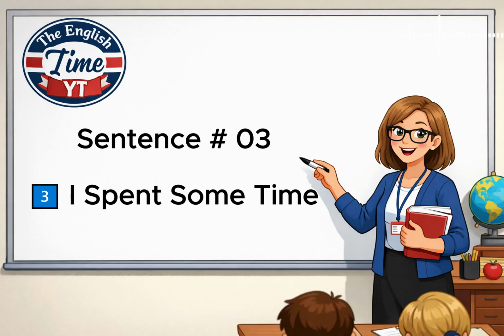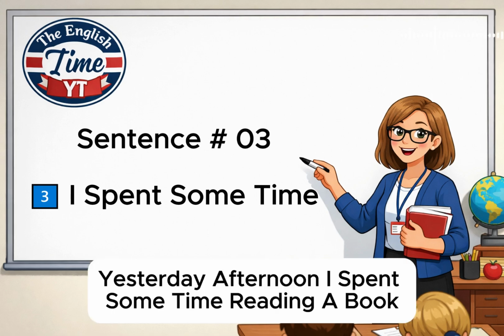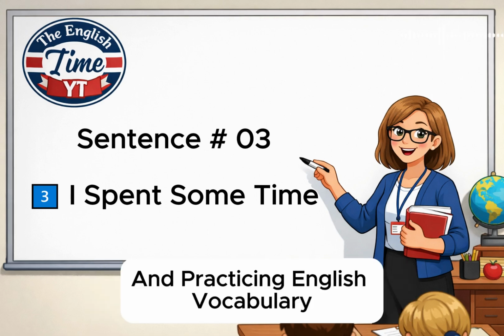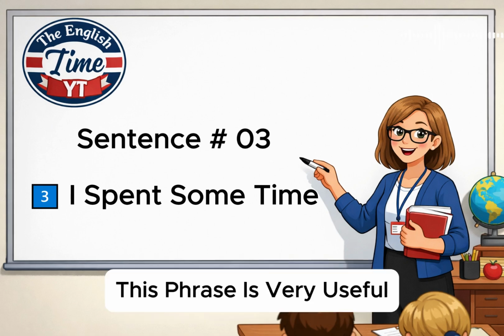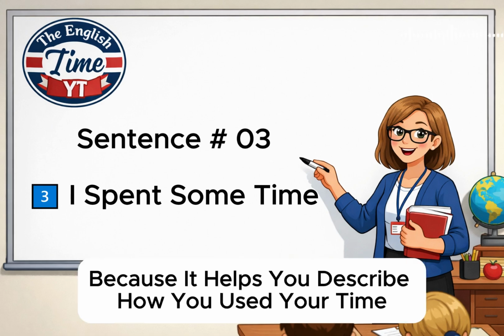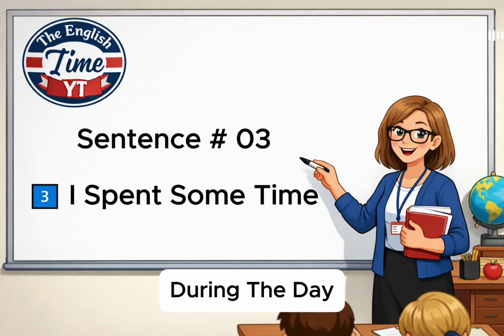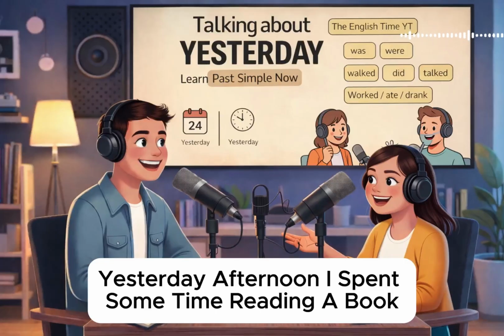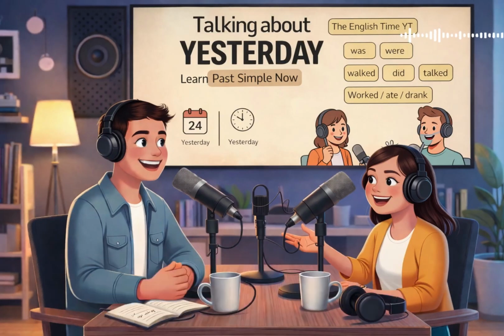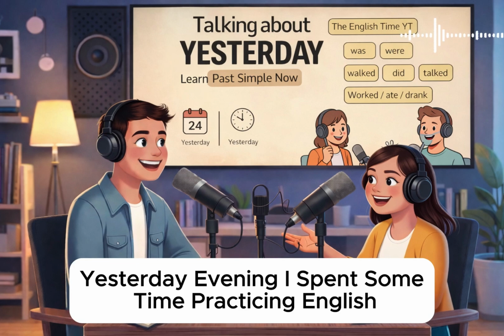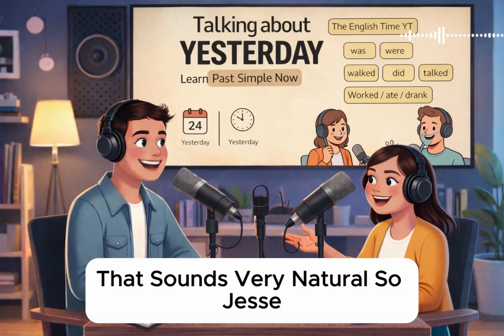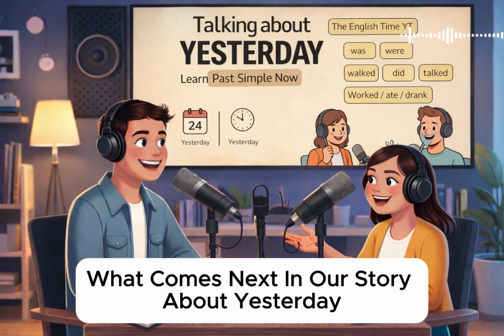For example, yesterday afternoon, I spent some time reading a book and practicing English vocabulary. This phrase is very useful because it helps you describe how you used your time during the day. Yesterday afternoon, I spent some time reading a book. Yesterday evening, I spent some time practicing English. That sounds very natural, so Jesse, what comes next in our story about yesterday?